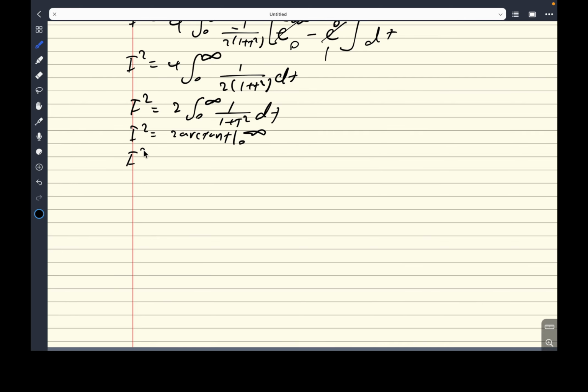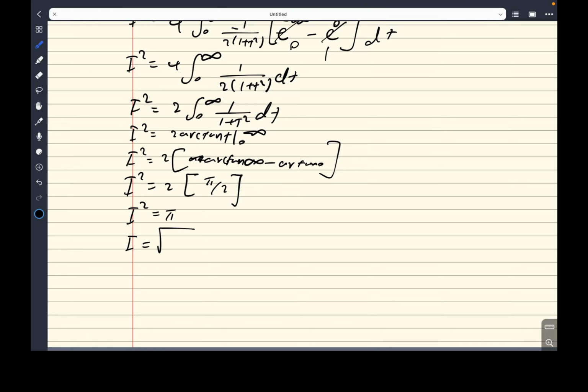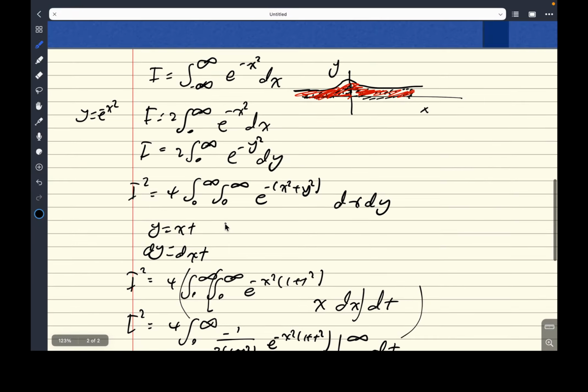If I calculate this limit, it's going to become arctan of infinity minus arctan of 0. The limit as t approaches infinity of arctan of t is pi over 2. So I squared is 2 times pi over 2. And arctan of 0 is just 0. I squared is pi, and I equals square root of pi. Wow, we got an interesting result here.